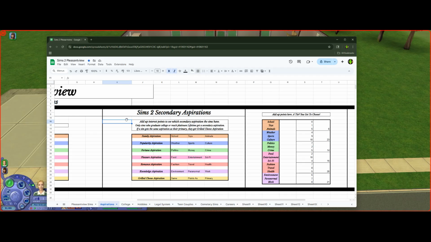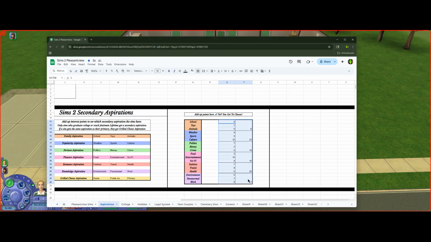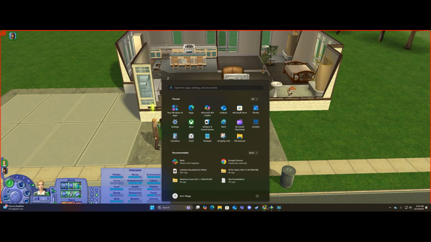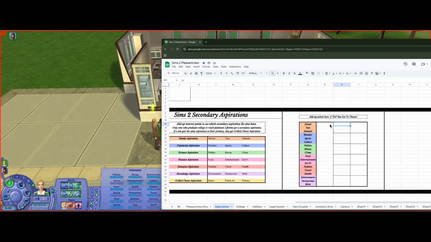So what we need to do, we add up interest points to see which secondary aspiration the Sims have. Okay, so this is where we're going to add up our interest points. So we're going to get rid of all these numbers, and I'm going to keep you with me while I do Bo's, and we'll find out what secondary aspiration Bo will have. So let's go ahead and do this. All right, we're going to move this over so we can actually see.